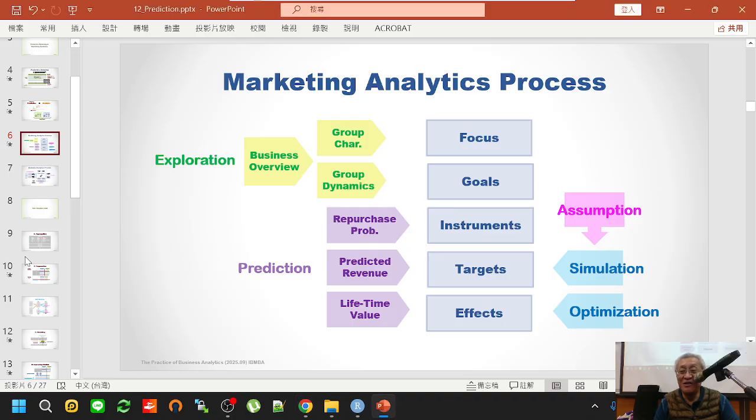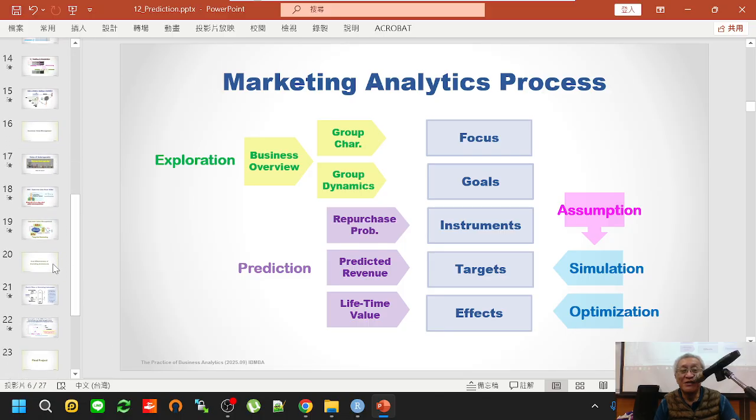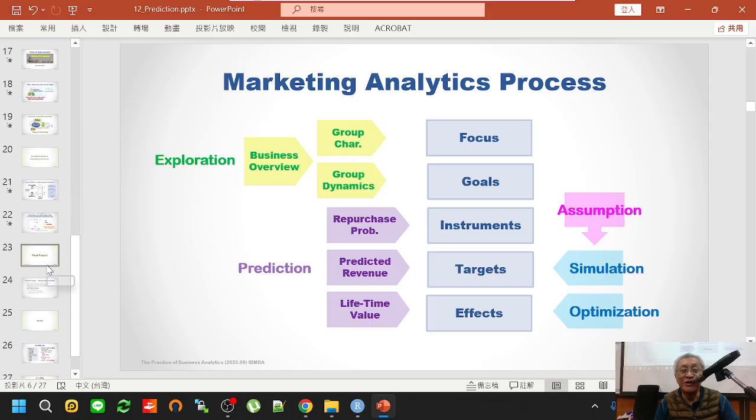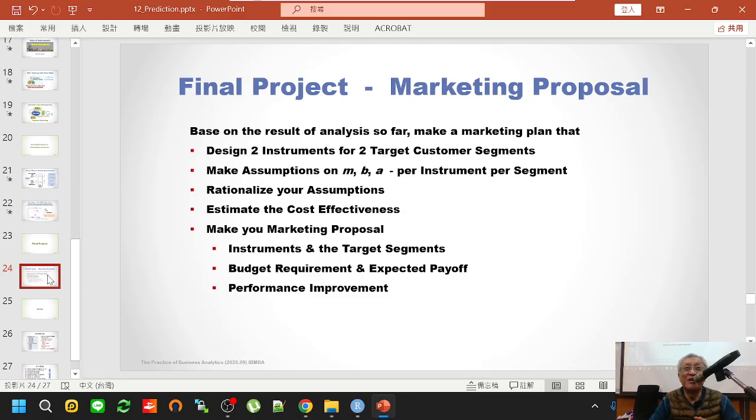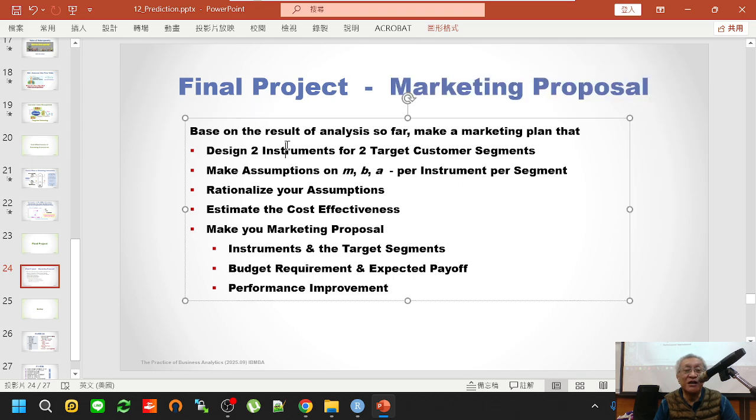Okay, now we have 20 minutes left, right? So before further ado, I would like to give you a concept about what I expect you to do in the final project. Okay, so in the final project, we want you to do a marketing proposal. Basically, I want you to use the results of the analysis so far to make a marketing plan. I want you to design two instruments for two target customer segments. Okay?